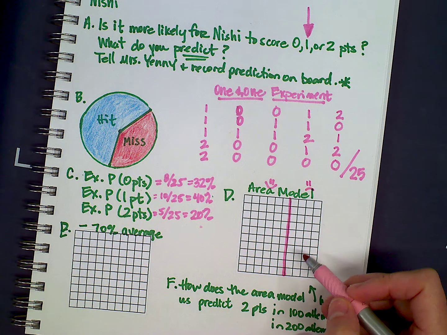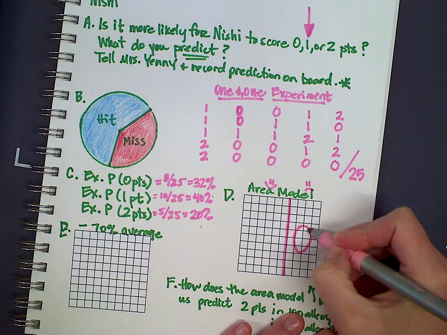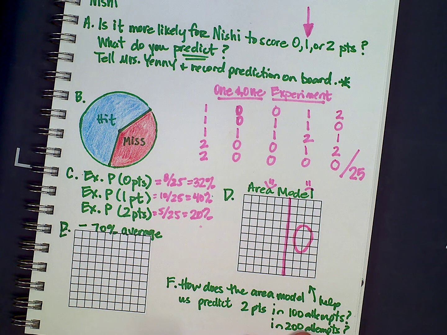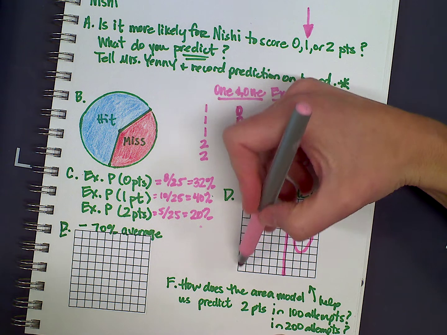But remember, in this situation, if you miss it, you don't get a second shot. So if you miss it, you automatically have earned 0 points. But if you make it, remember what happens. If you make it, you get a second shot. So what I'm going to do is go over here to my area model.